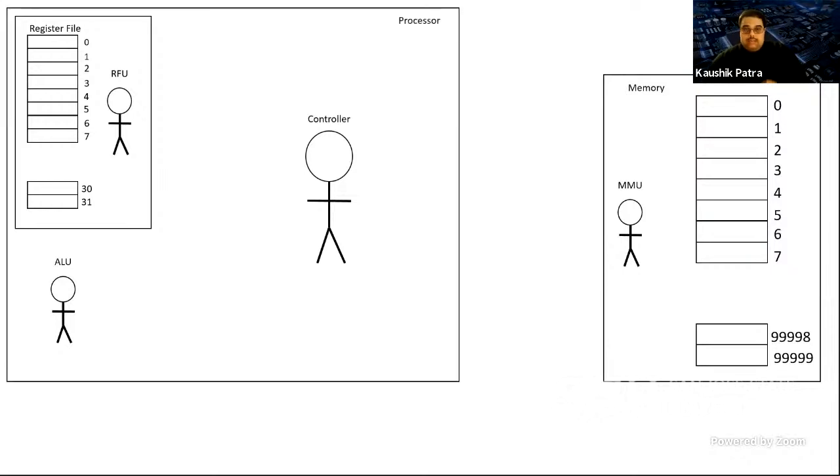And together, these three, ALU, controller, and register file, make a processor. So if you take any processor, like Intel, ARM, or AMD, it doesn't matter. At the basic level, it has these three components inside: controller, register file, and ALU. So that comprises a processor.